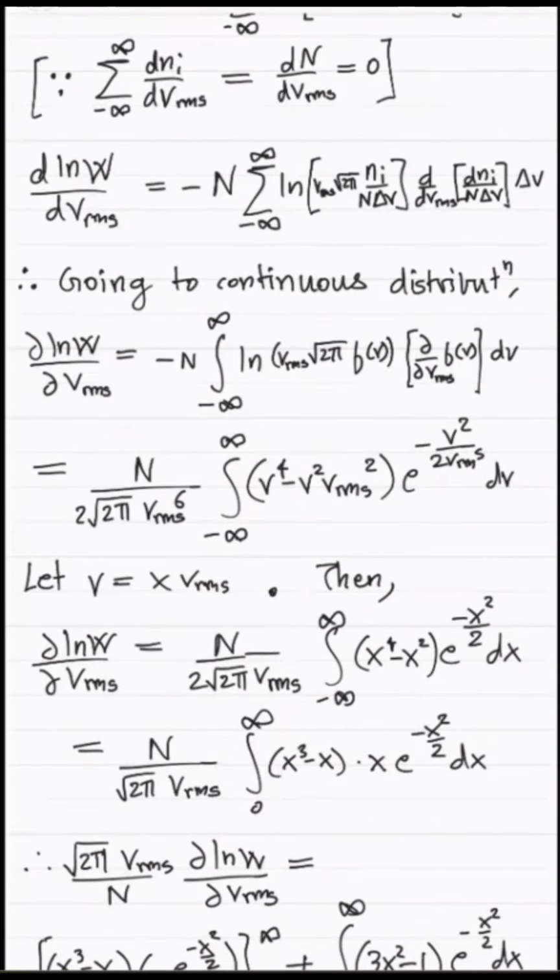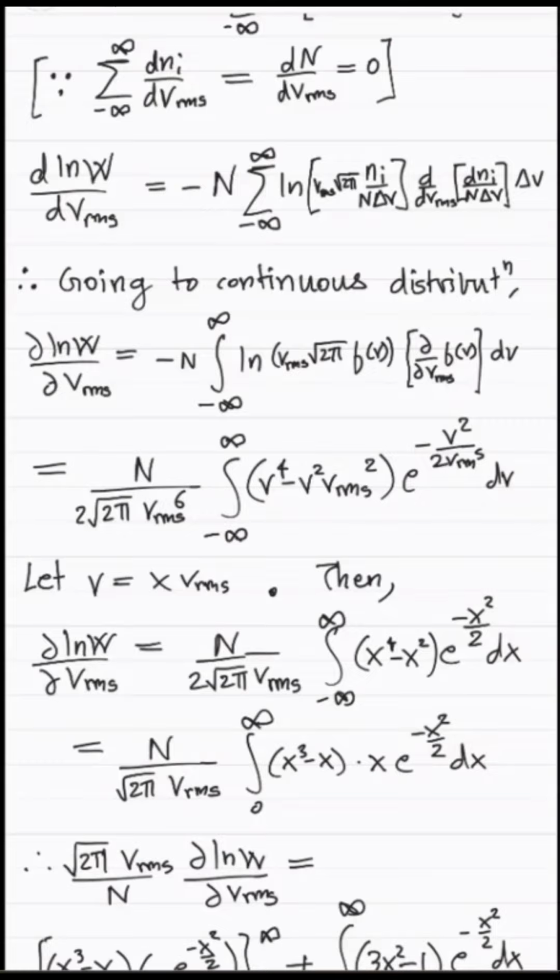So doing the math completely, you just get this. It's equal to capital N upon 2 square root of 2 pi VRMS to the power 6, integration from negative infinity to infinity of V to the power 4 minus V squared VRMS squared, e to the power negative V squared upon 2 VRMS squared dV. It looks intimidating, but just try it out. Try out this complete integrand and see what it simplifies to. Put in the value of f of V over here, take the partial derivative, and simplify it. You'll basically get this integrand.